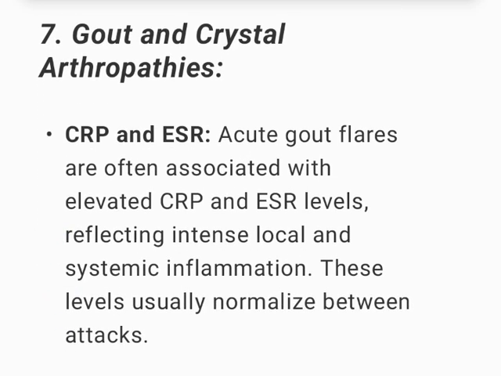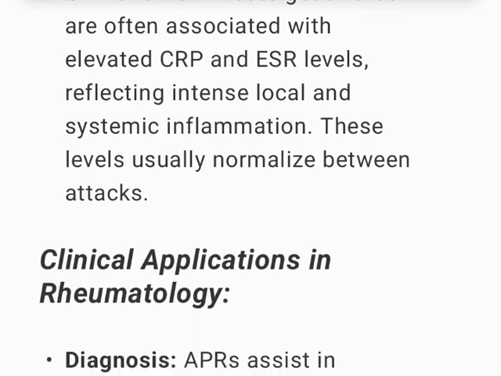7. Gout and crystal arthropathies: CRP and ESR. Acute gout flares are often associated with elevated CRP and ESR levels, reflecting intense local and systemic inflammation. These levels usually normalize between attacks.